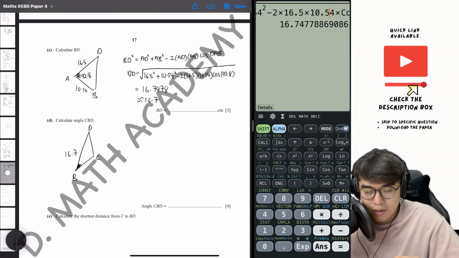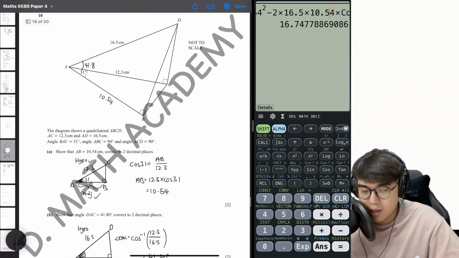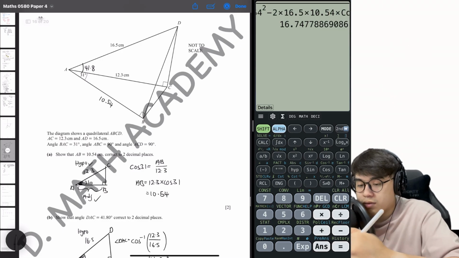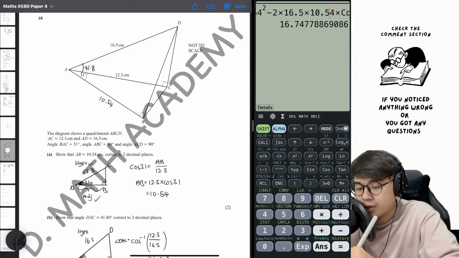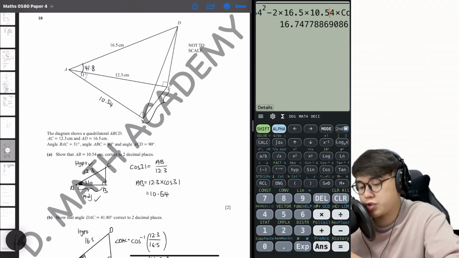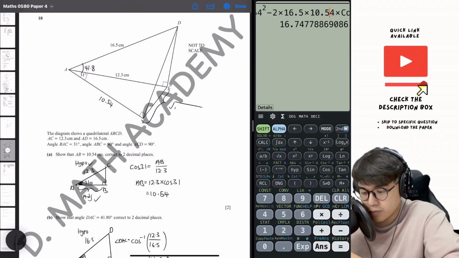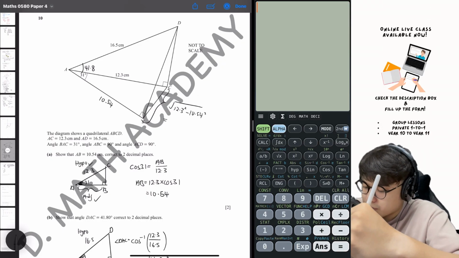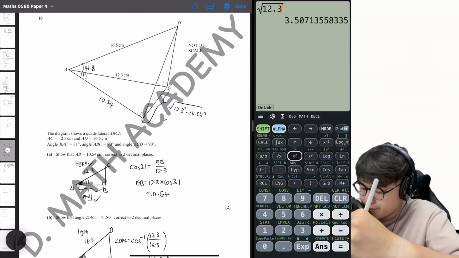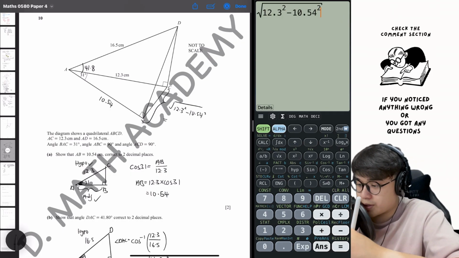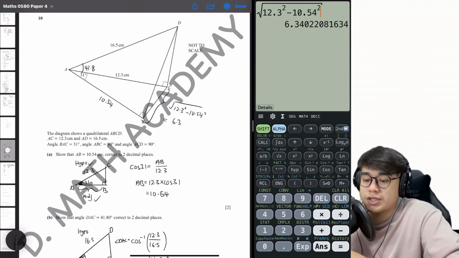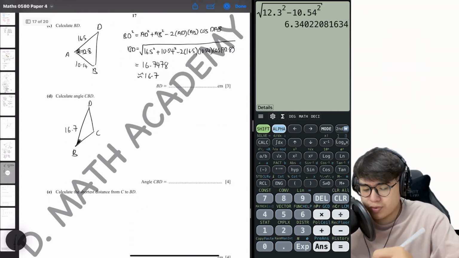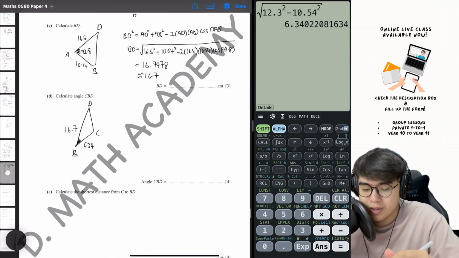Then with this I can find either BC or DC. I'll be finding BC because it's here already. So just use your Pythagoras theorem: 12.3 squared minus 10.54 squared. You get your answer as 6.34. So 6.34 is here.